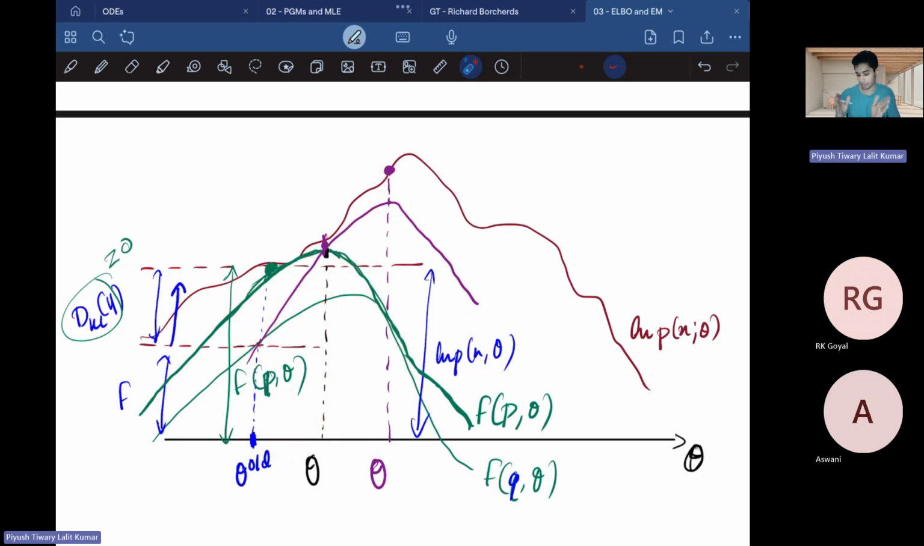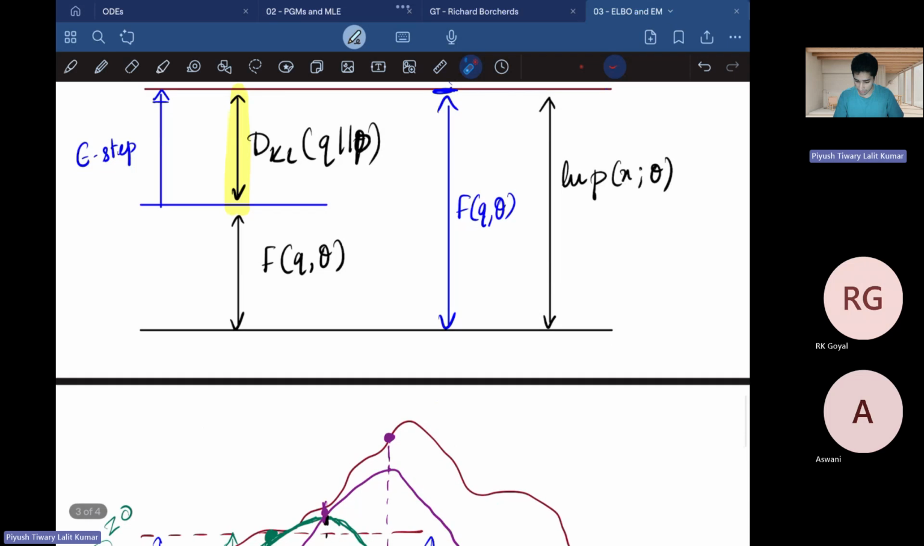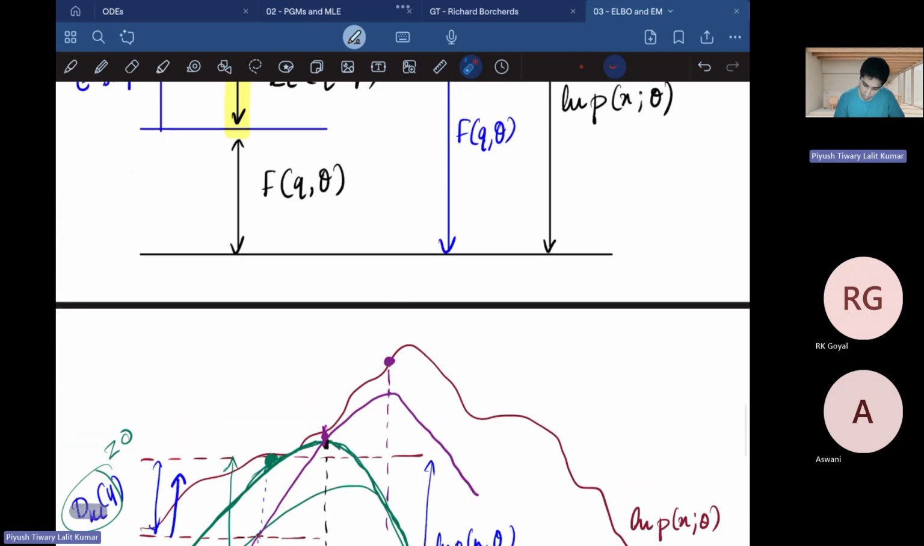So E step, I have repeated this multiple times, but again I will say it, E step is fixing theta and picking up the curve which maximizes the value of elbow for that particular theta. Then the M step is basically saying that, okay, now hold the distribution, the curve fixed, and find the value of theta that maximizes the value of the elbow. And that is why I was emphasizing many times that elbow is a function of both Q and theta. The change in Q will give you a new curve, and change in theta will basically optimize that curve.